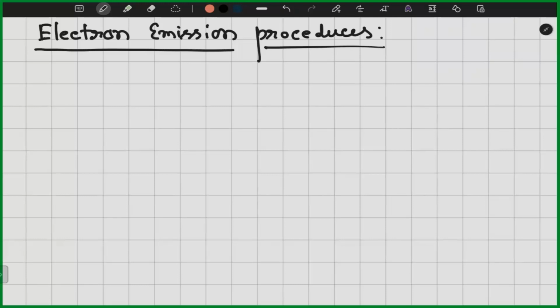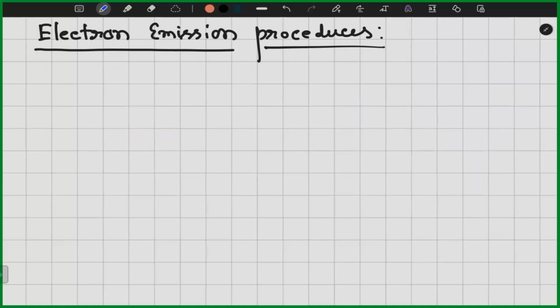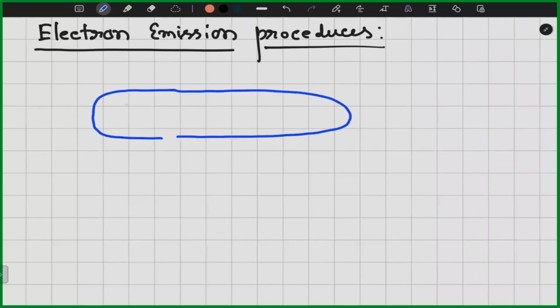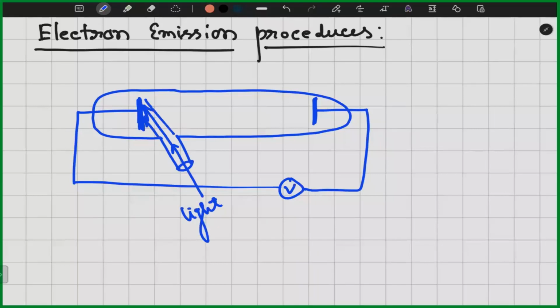Let me first draw the setup. Here is a hole. Here is an electrode. Here is another electrode. These two electrodes are connected to the voltmeter. Now through this window, through this hole, light is radiated to this plate.